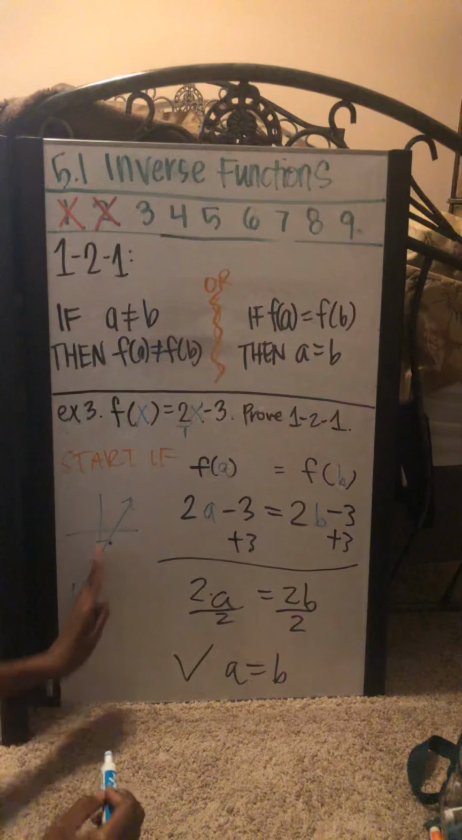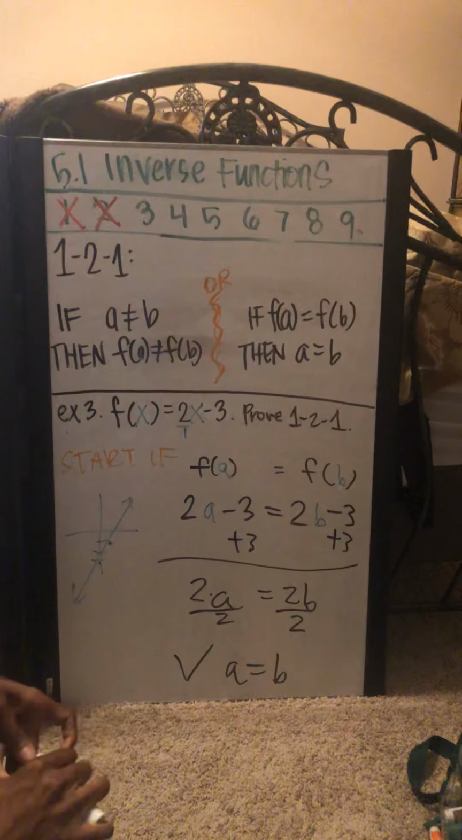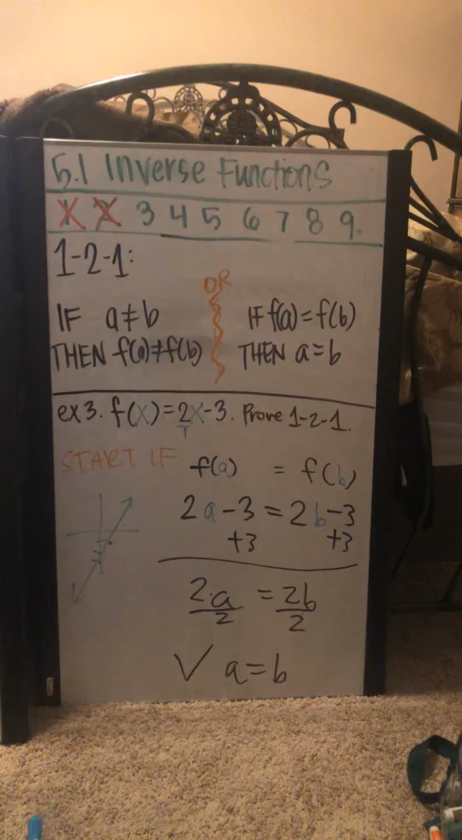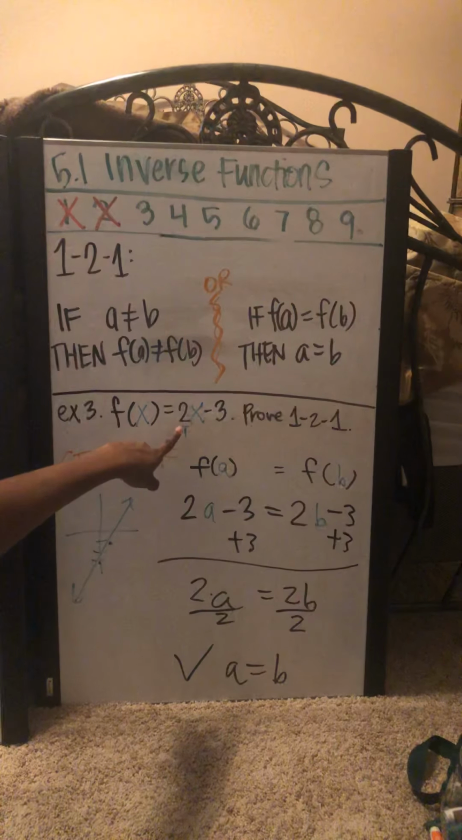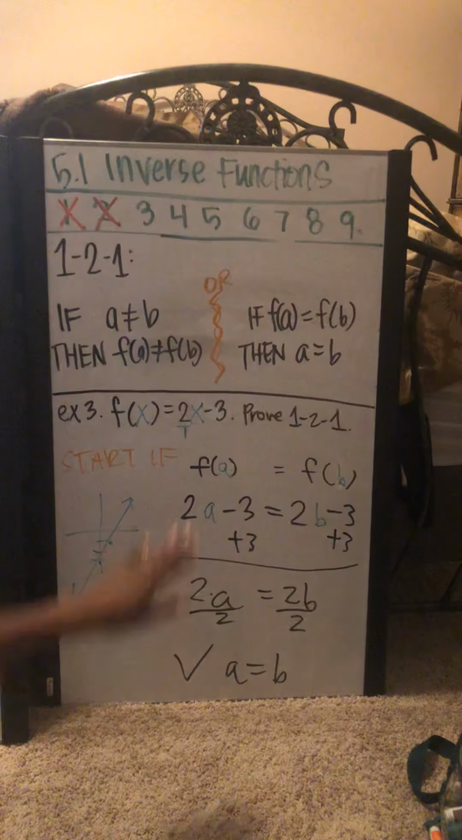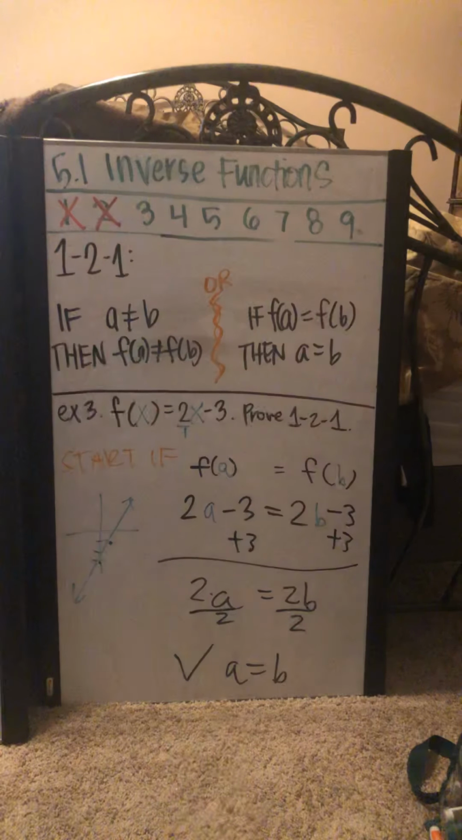This is constantly increasing, and because it's constantly increasing, we already know that it's going to be 1 to 1. So that's a simpler way to prove it. You know that this is always increasing, so it's 1 to 1. Or you could use the if-then proof from above.